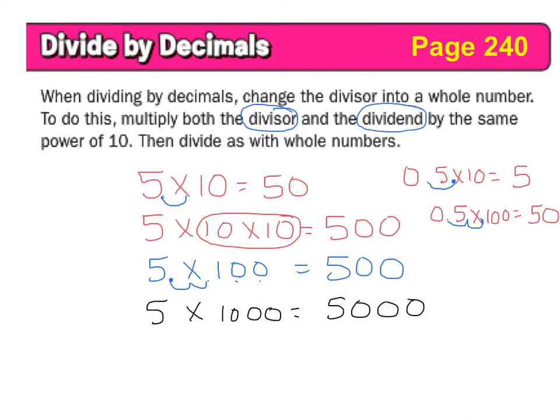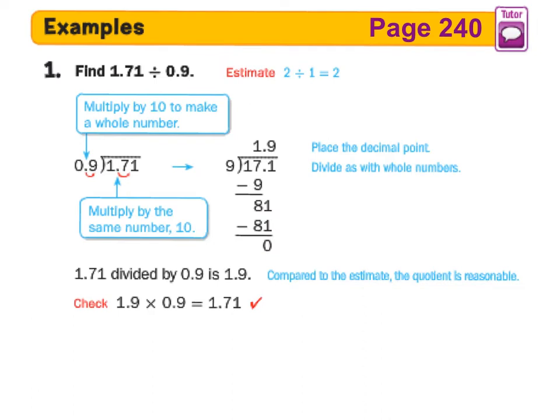So let's take a look at this. Here we have a problem where they want us to divide 1 71/100 by 9/10. So let's start with an estimate. 1 71/100 is almost 2. And 9/10 is very close to 1. So 2 divided by 1 will give us 2. So when we look at this, 9/10 is our divisor and 1.71 is our dividend.